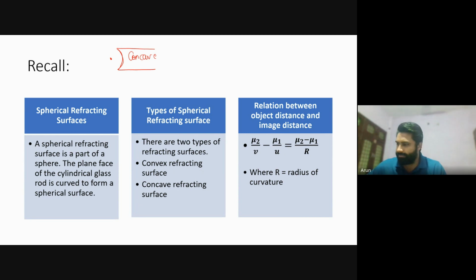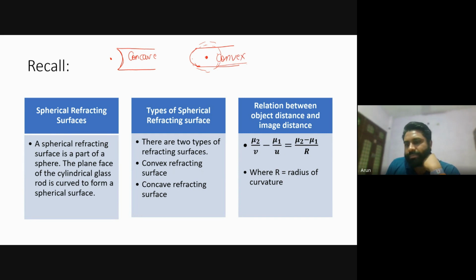And if I cut this surface in a manner that the center of curvature will lie inside the glass surface. This is the cylindrical rod, and if I cut this cylindrical rod in this manner, the center of curvature of this sphere will lie inside the surface. So this is the convex one.